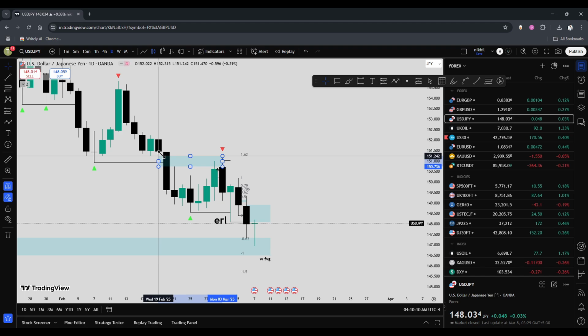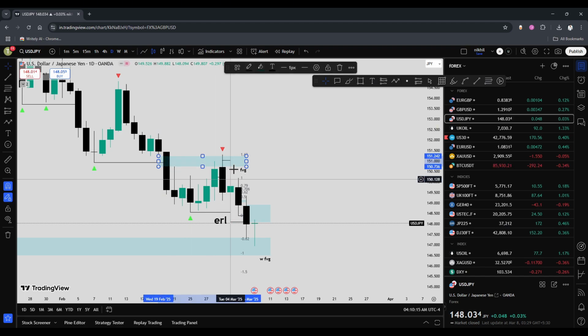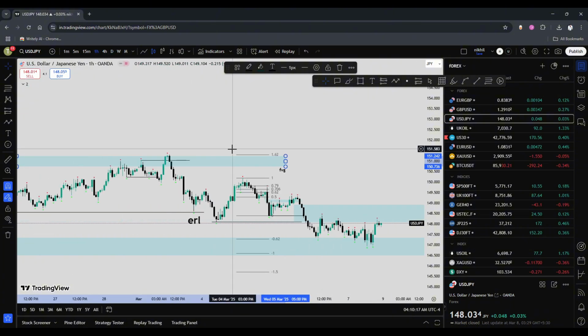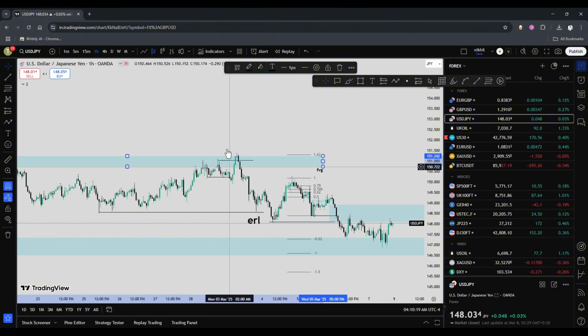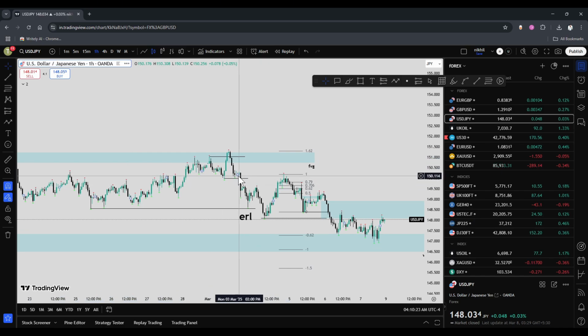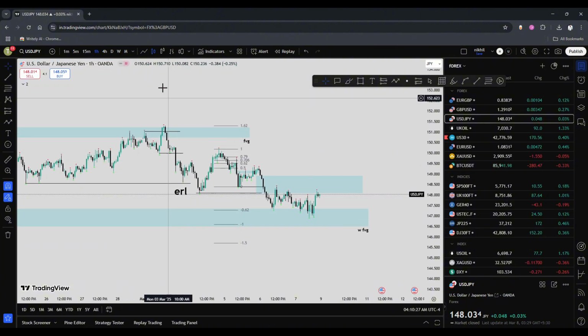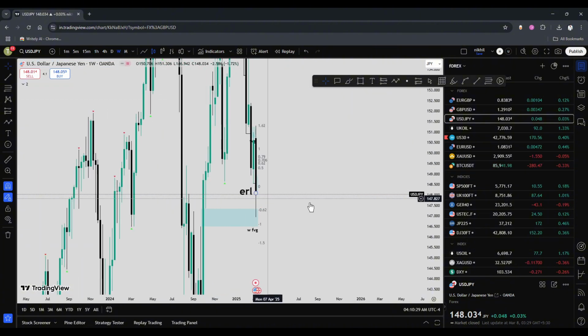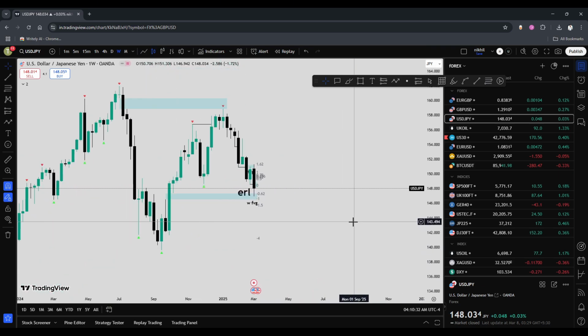So this is where I was looking for my short trade, that is the daily fair value gap. Price entered that daily fair value gap, and then when we had a change of state and delivery, which was right here, price tapped into the fair value gap and then continued towards the downside. Now what is the current scenario in USDJPY?